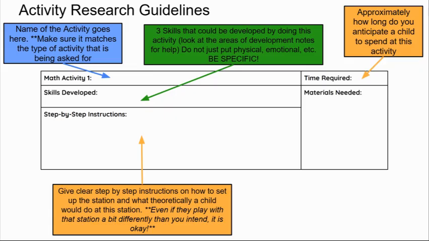Don't just say, put the stuff out there. Put the manipulatives on the table, right? I want you to write this in a way that if you gave this activity to someone else, could they set it up for you? Then after you put the setup instructions, what is the intended play? So you would write something like, a child would pick up the manipulatives and sort them by color, putting the red in the red, orange in the orange, so on and so forth, right? It can be very simple, but I want you to explain again how to set it up very specifically and what you expect a child to do at that station.